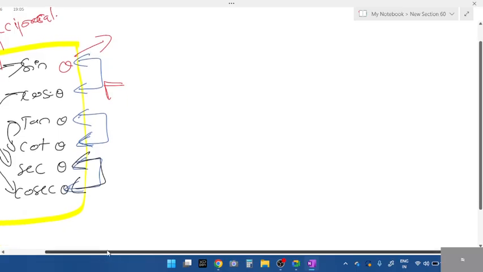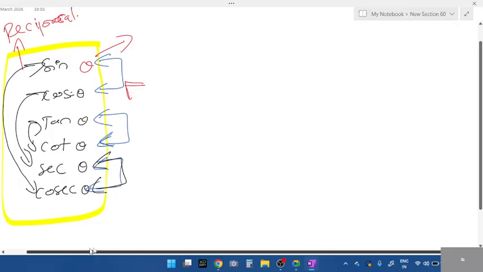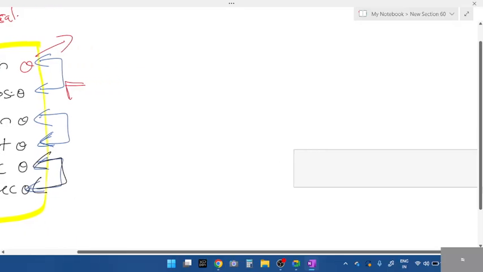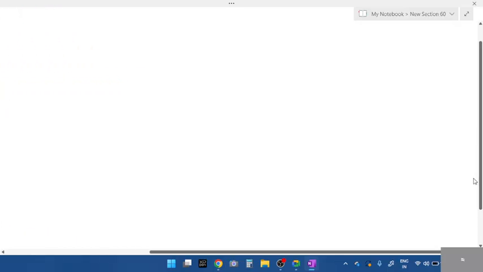Trigonometry table. Even for trigonometry table, use the same order. All of you will concentrate. I'll teach you how to write trigonometry table. Sine, cos, tan, cot, sec, cosec.